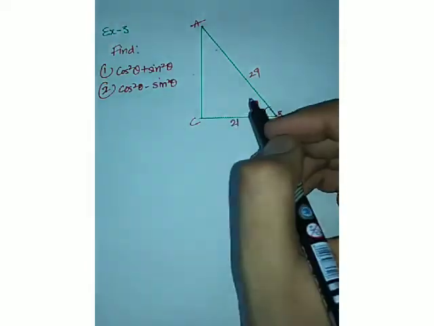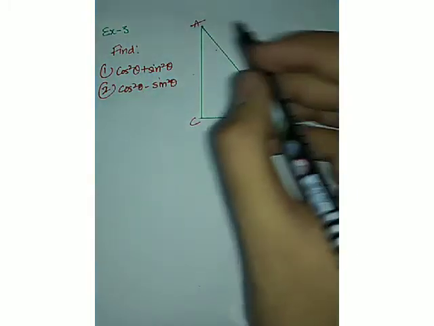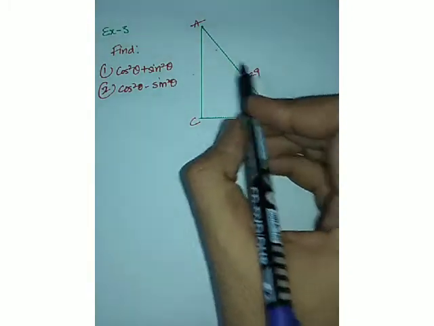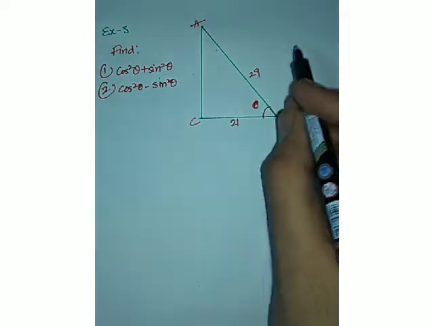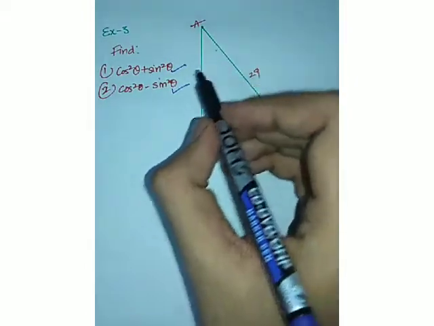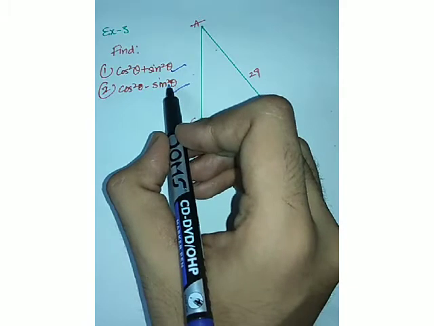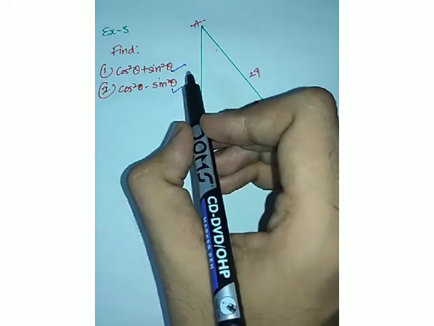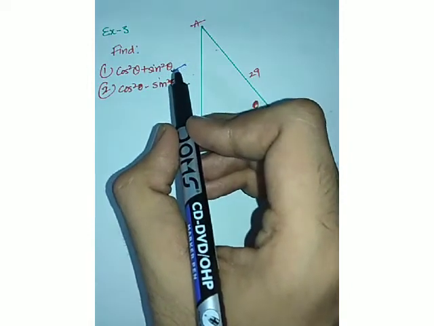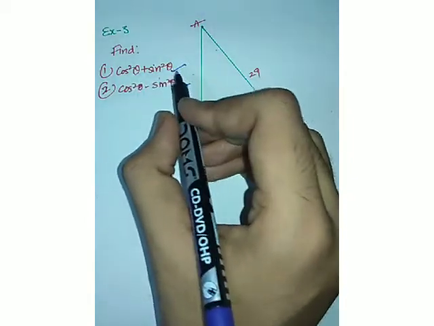This is our third example, and in this example a diagram is given, but I have made a diagram directly. Angle B is given to be theta, AB is equal to 29 and BC is equal to 21 units. We have to find the value of these two expressions: cos square theta plus sin square theta, and cos square theta minus sin square theta. Now there is a pre-existing identity that cos square theta plus sin square theta is always equal to 1, provided that both angles are equal.